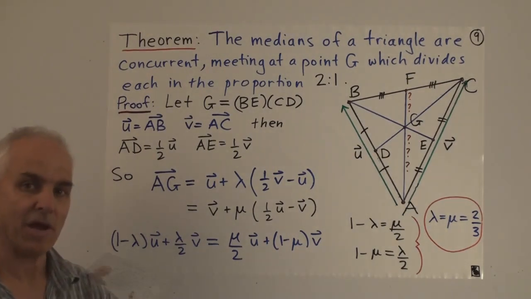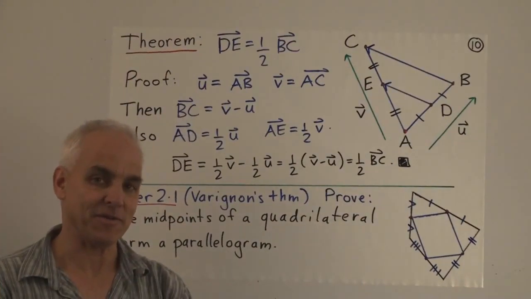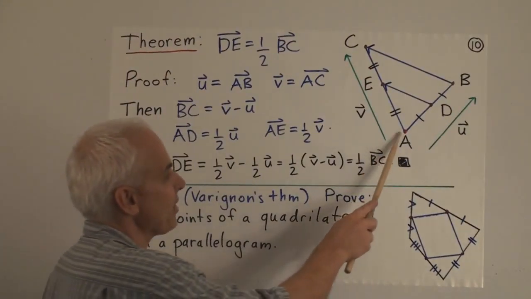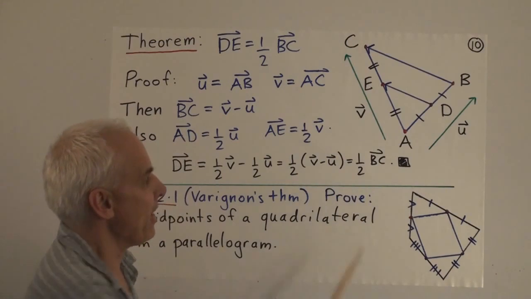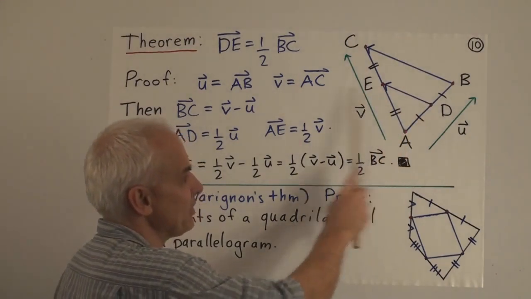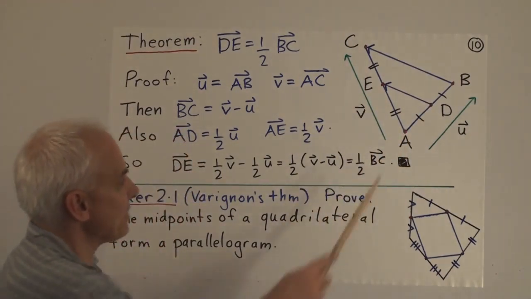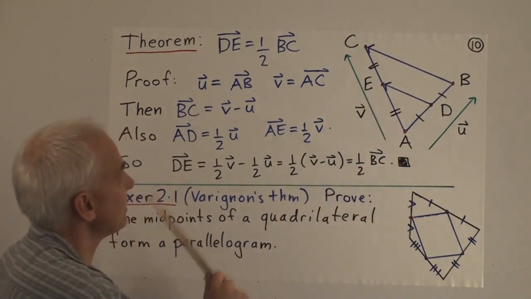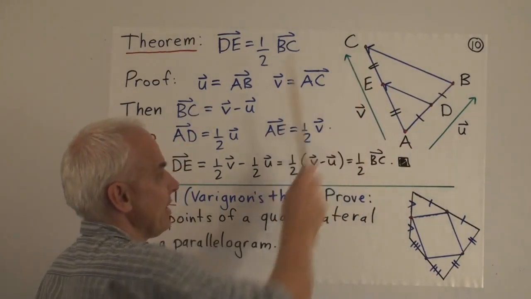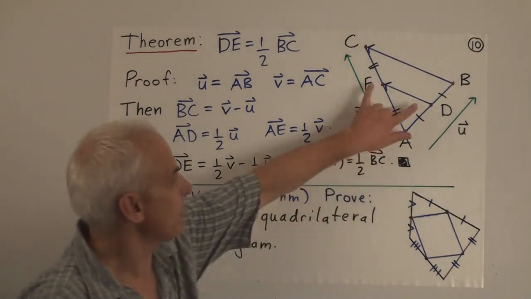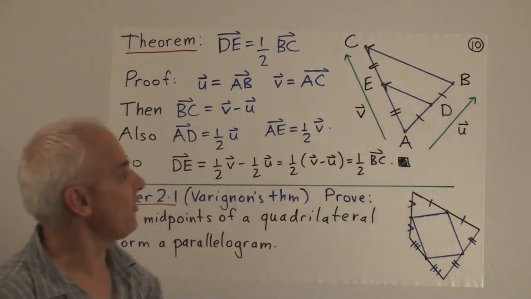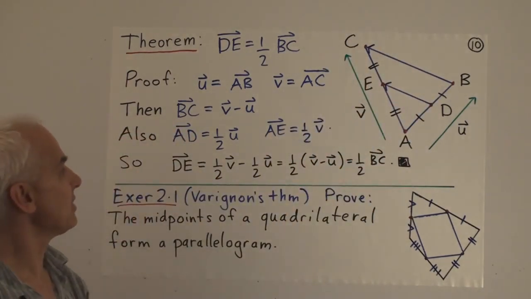Let's have a look at one more theorem. All right, so this is a simpler theorem. We're talking about a triangle ABC, and we have midpoints D and E of these two sides. And the claim is that the vector DE is exactly 1/2 of the vector BC. So in particular, it's parallel to BC and 1/2 of the separation.